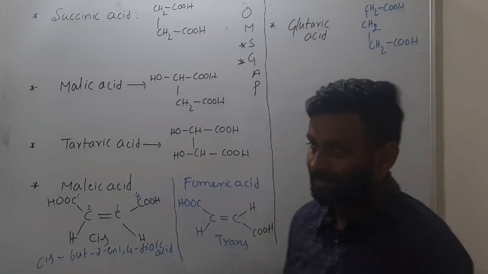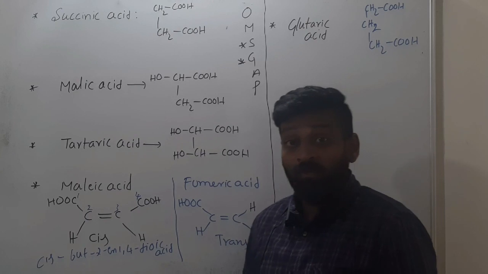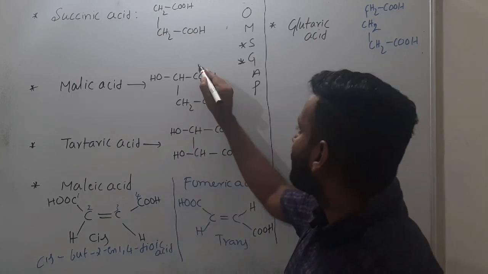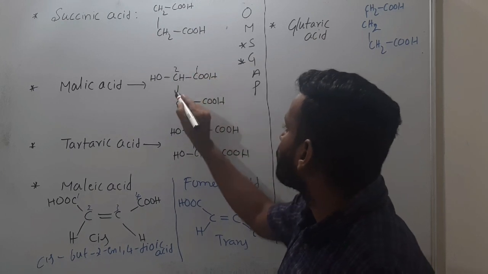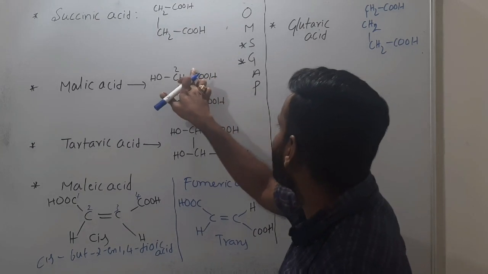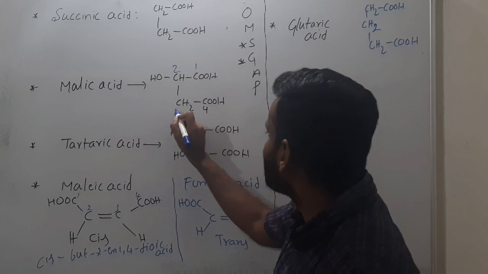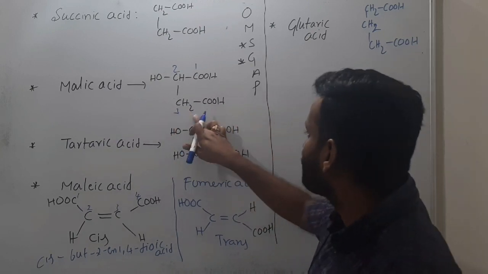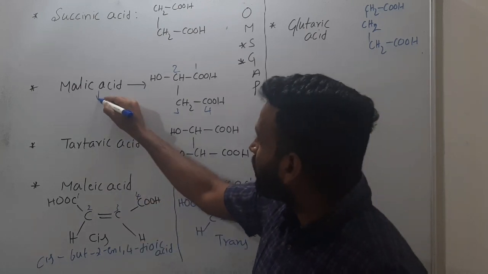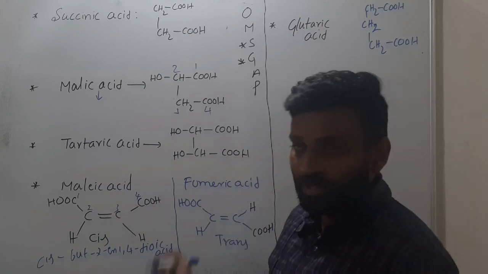Suppose they ask what is the IUPAC name of malic acid, only malic acid. Then you have to use numbering like this: 1, 2, 3, 4. Understanding numbering? With a different color I will write the numbers. 1, 2, and this is the third carbon and this will be the fourth carbon, like that. So what is the name of this malic acid? Very important, that's why I am spending this much time here. They'll ask you names.